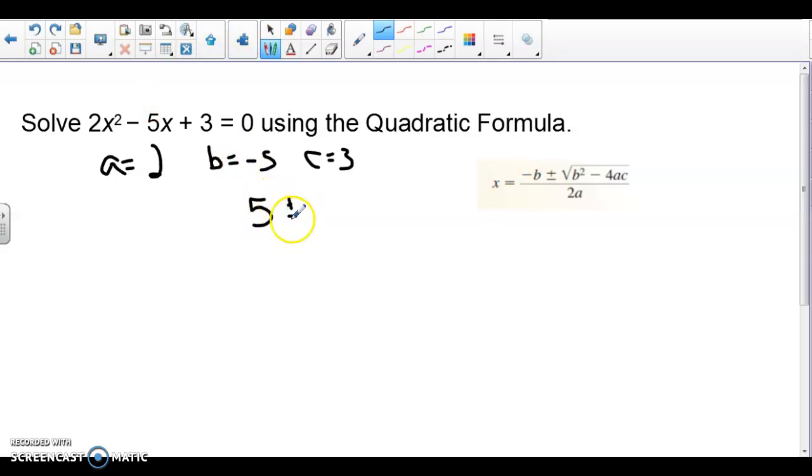Remember that's going to give us possibly 2 answers. If we have 2 x-intercepts, we should have 2 answers. And then the square root of b squared, so we'll have negative 5 squared, minus 4 times a, which is 2, times c, which is 3. And that's going to be all over 2 times a, which since a is 2, will be 2 times 2.